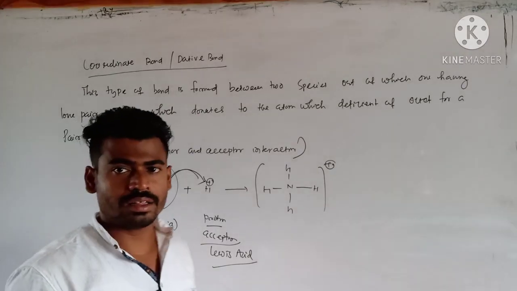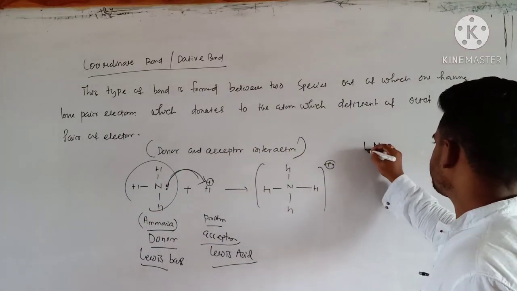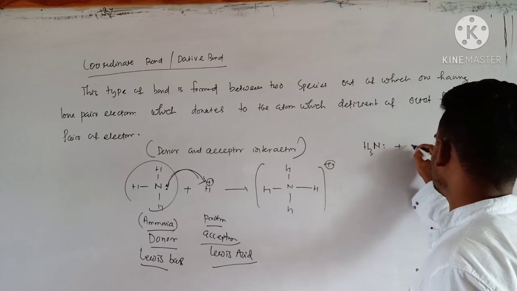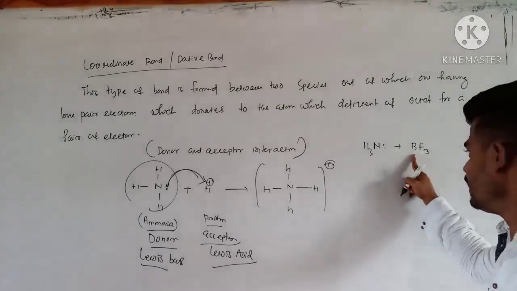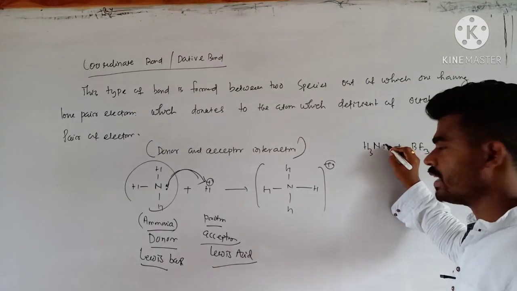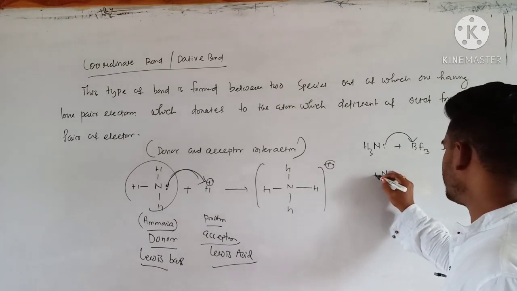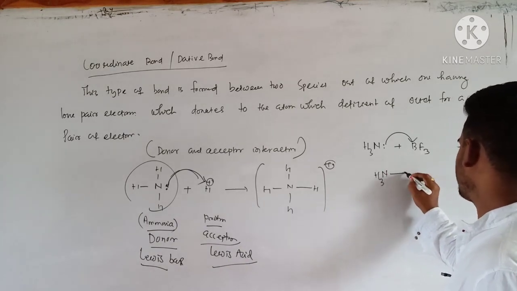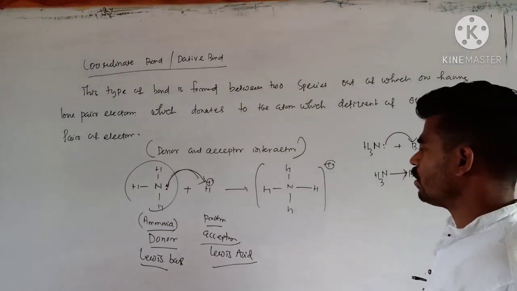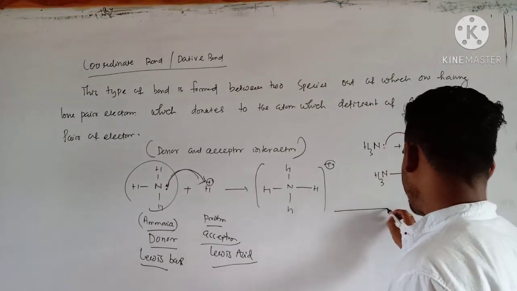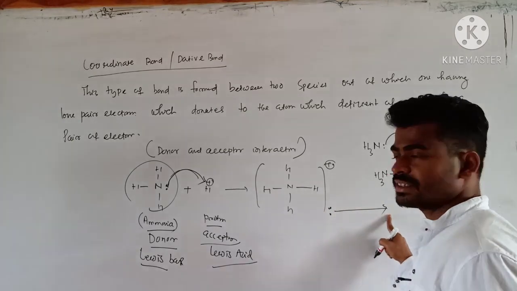Is that clear? Another example you can consider is the interaction between ammonia and boron trifluoride, BF3. Boron needs 2 more electrons for an octet, so in order to have an octet, this pair of electrons is donated to boron. So the interaction can be written like this, NH3 and BF3. This coordinate or dative bond is represented by an arrow, from the donor side towards the acceptor.